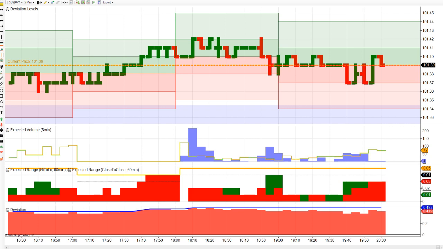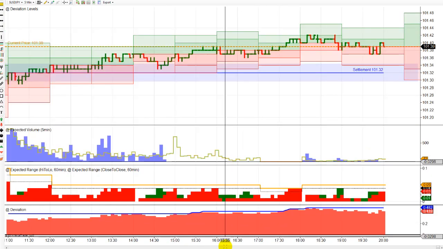Same as how do you know the expected move of the day versus the expected range? Expected movement is expected volume, or the deviation levels.